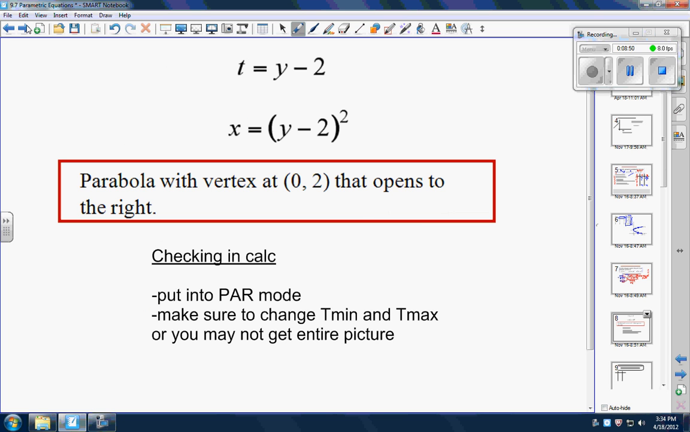You can do these guys in your calculator if you want to try and put it into parametric mode, like when we did polar graphing stuff. You can try that, but we'll take some time in class to look at that as well.